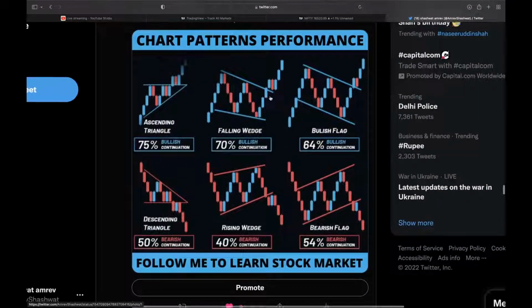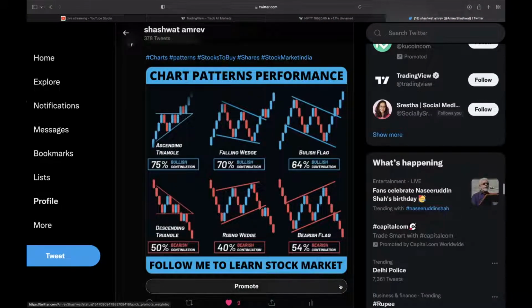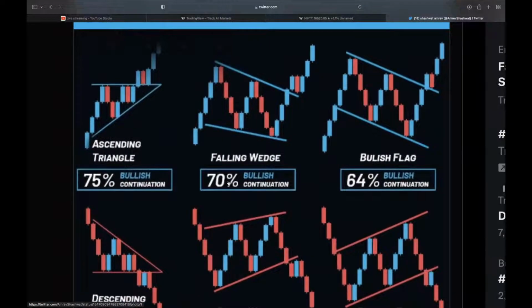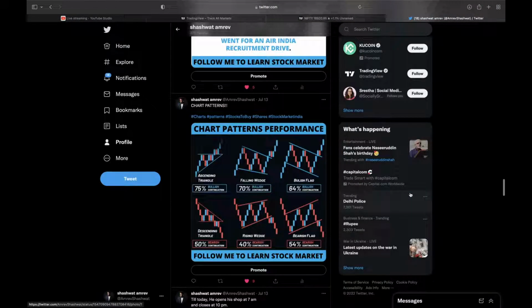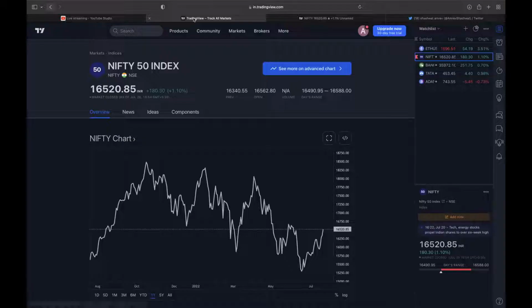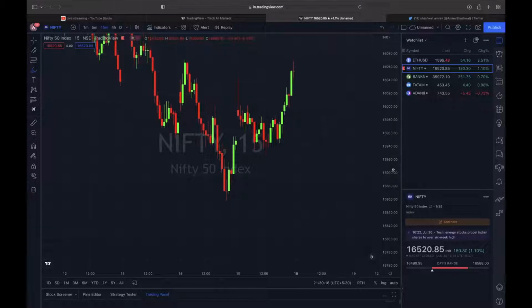What is the percent accuracy of each? The accuracy, you guys ask about accuracy. So a falling wedge has 70% accuracy, an ascending triangle has 75%, and a bullish flag has 64%. All the accuracy data, you will not get it like usual. So it's available over there, so make sure to check out the Twitter.